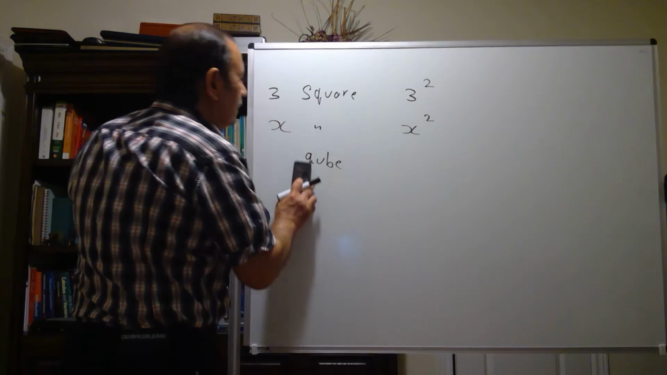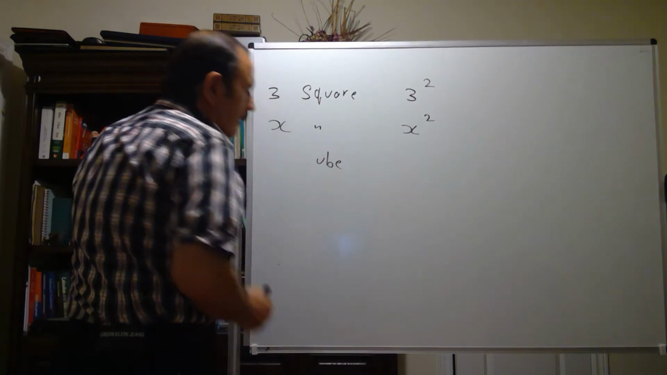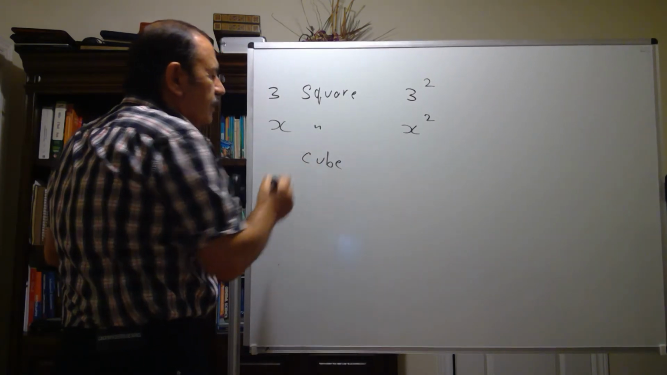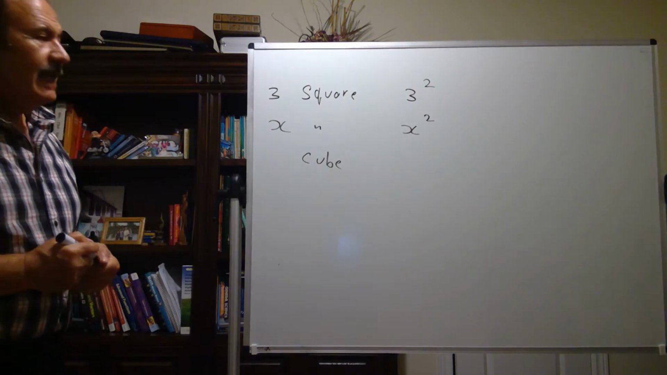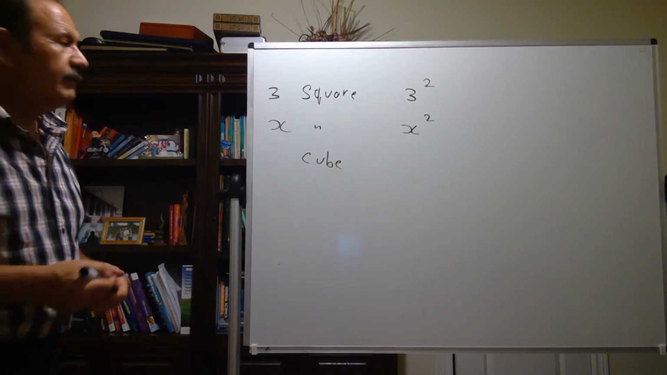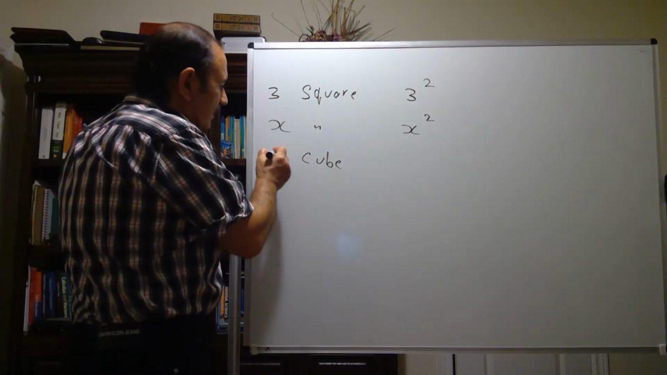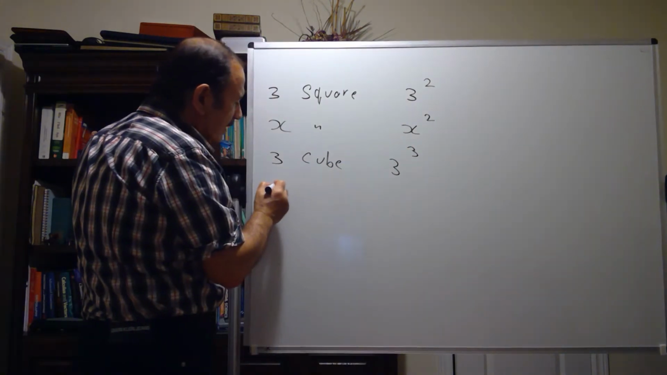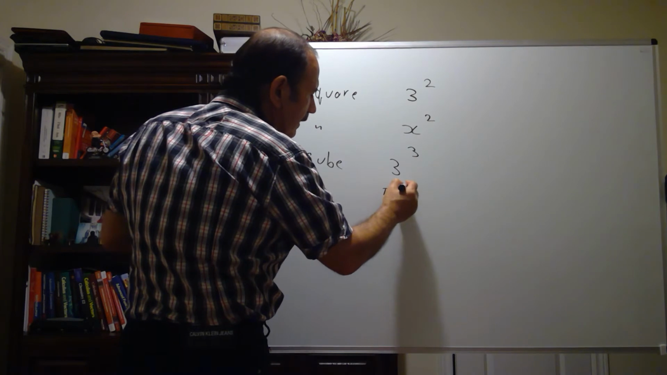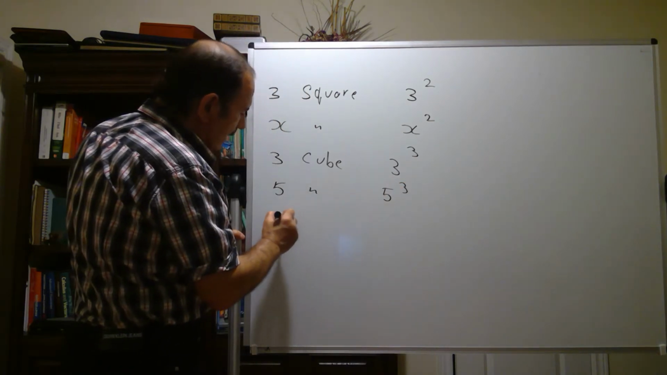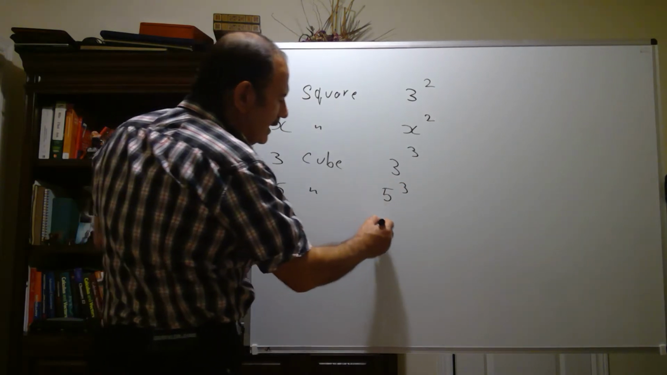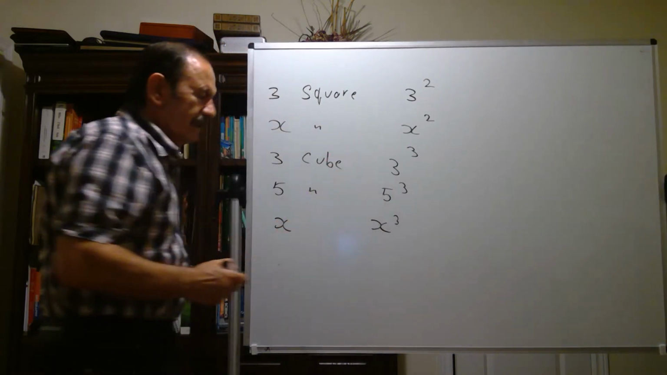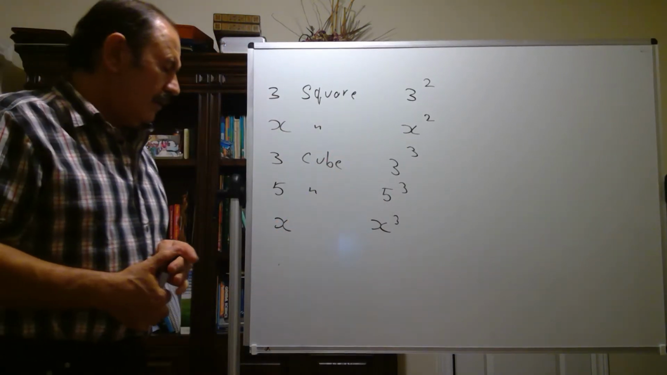Sorry for the spelling, cube. So when we say cube, it means to the power of 3. 3 cube means 3 to the power of 3. 5 cube means 5 to the power of 3. x cube means x to the power of 3. These are the things that we have for power.